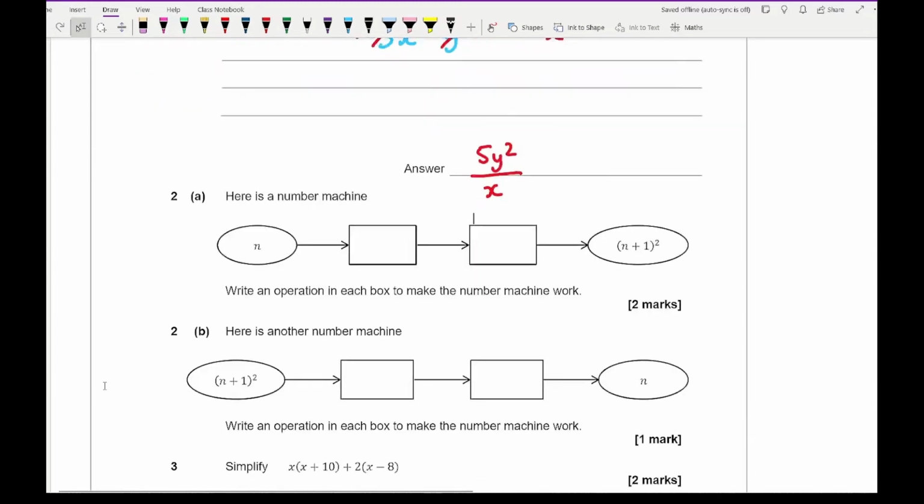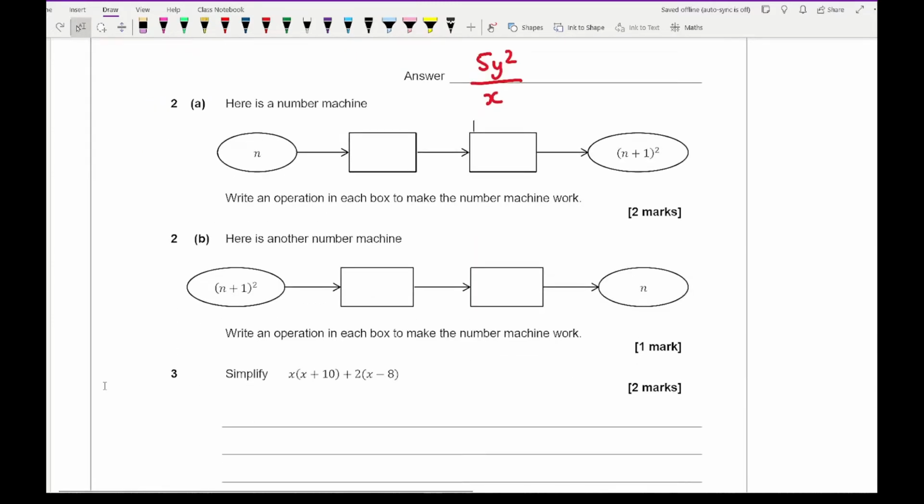Then moving on to question 2, it says here is a number machine and it says write an operation in each box to make the number machine work. So looking at this, what we want to do is we want to start with n and we want to look like this. So the first thing I've done to n is add 1 and then I've squared. Right, square.